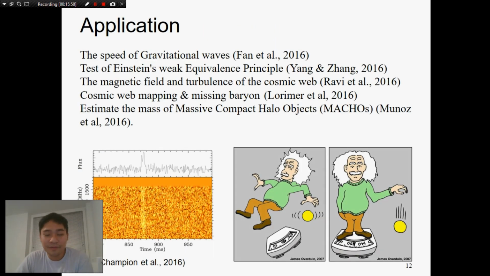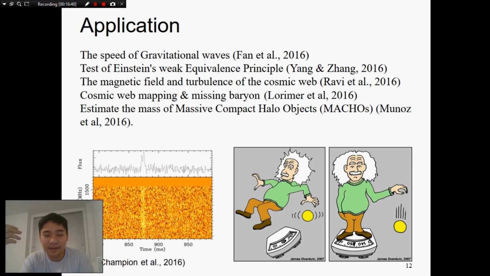Okay, but why do we need to study the FRBs? It's not like we just have some birds in the sky and nothing else. We have a lot of applications using the FRBs. First, you can do gravitational wave estimation, the speed of the gravitational wave, whether it's equal to the speed of light or not. We can test the Einstein equivalence principle. We can study magnetic field turbulence. We can study a lot about the cosmic web.